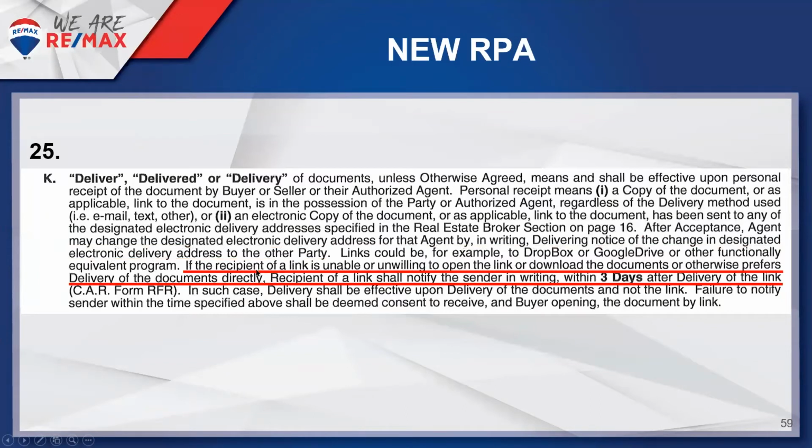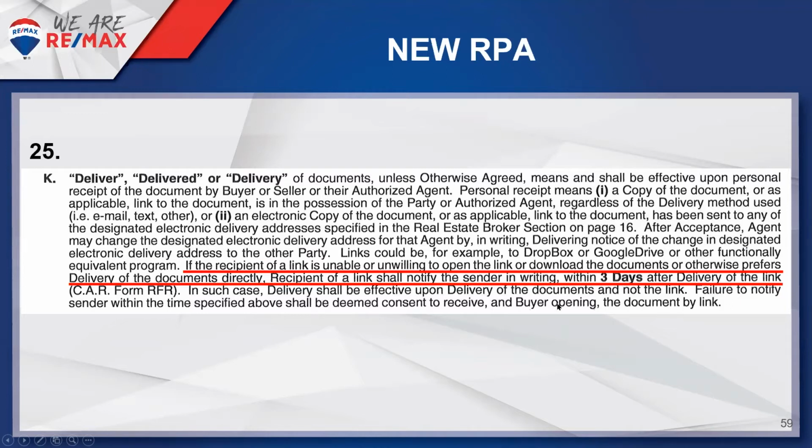Now, if a recipient of a link is unable or unwilling to open a link, it's going to be another, I think, problematic area, because some people just don't want to open links or have problems opening links, and links sometimes are problematic. I think all of us have experienced from time to time a link not working. So if a link doesn't work or you can't open it, you must notify the sender in writing within 3 days of delivery of that link that you couldn't open the link or you're refusing to open the link.